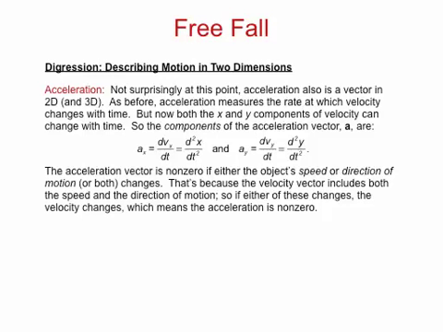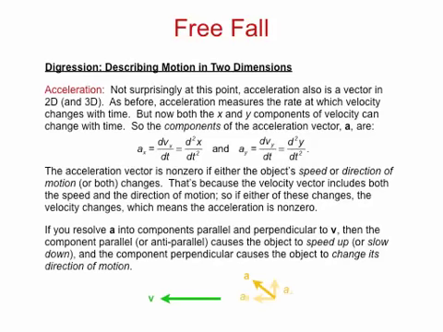The acceleration vector is non-zero if either the object's speed or direction of motion, or both, changes. That's because the velocity vector includes both the speed and the direction of motion. So if either of these changes, the velocity changes, which means the acceleration is non-zero.